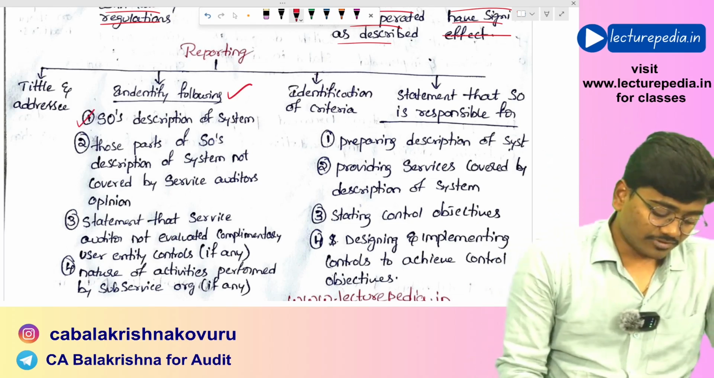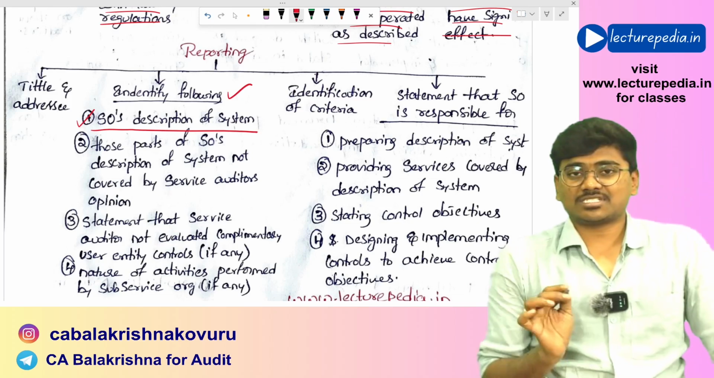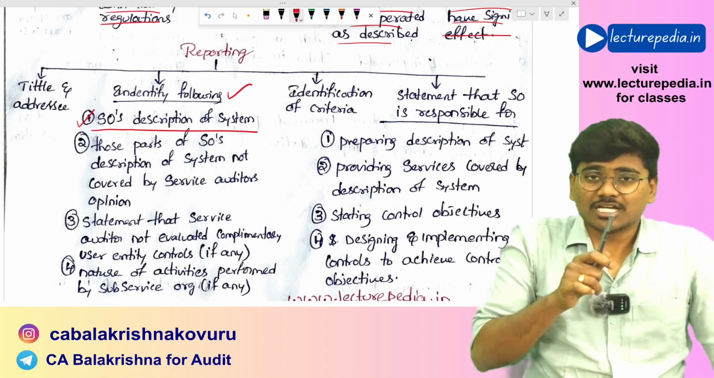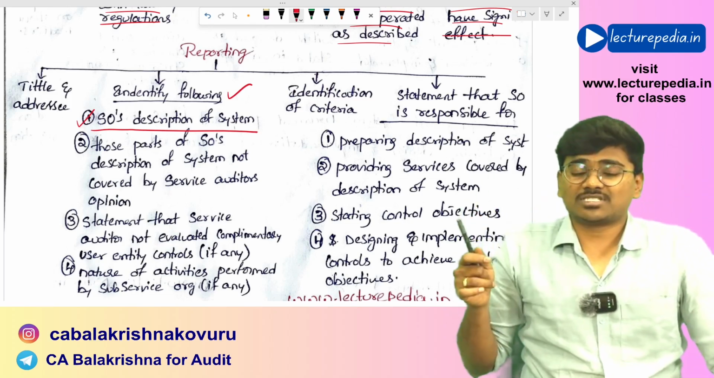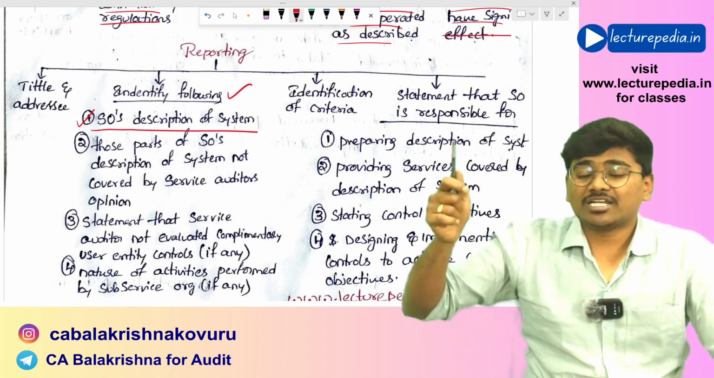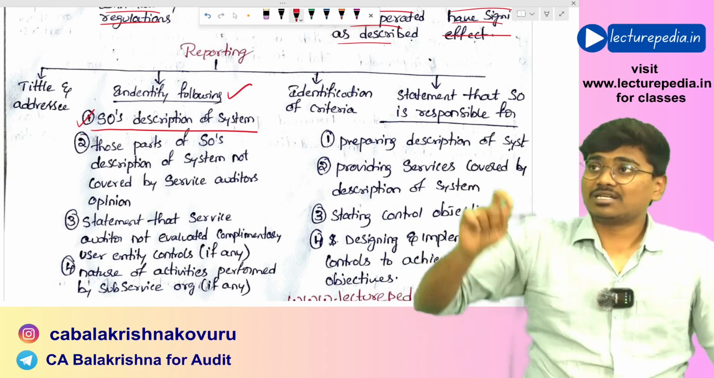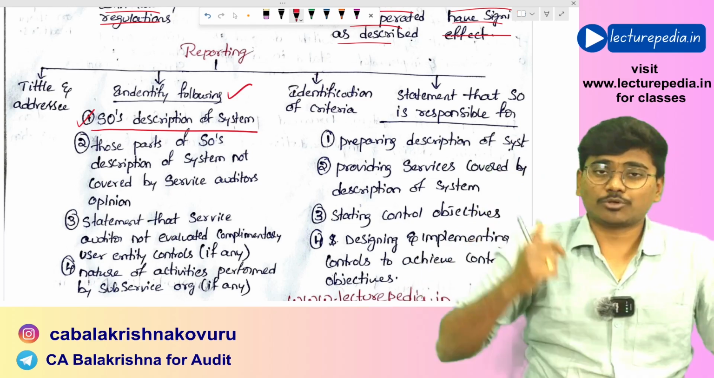And you need to identify the following. First one, the service organization's description of system. Management would have provided the description of the system to the auditor, so the auditor needs to identify in his report that this description of system has been provided to us.